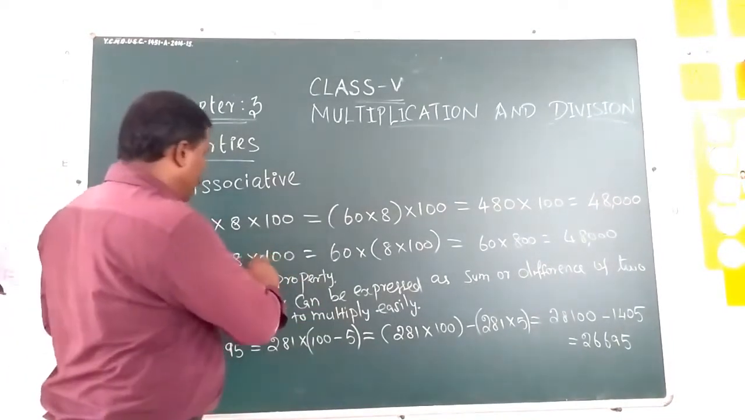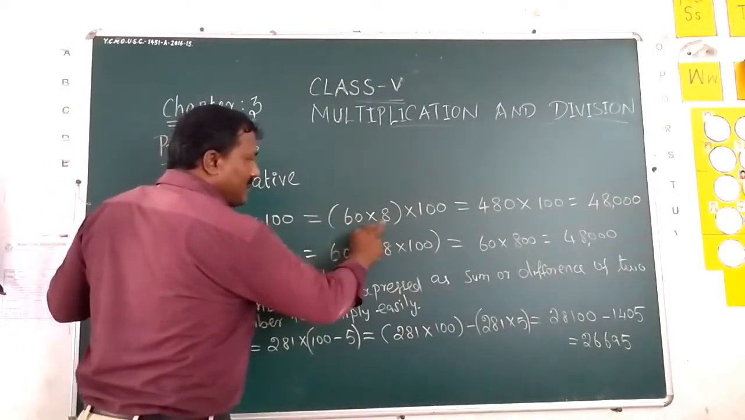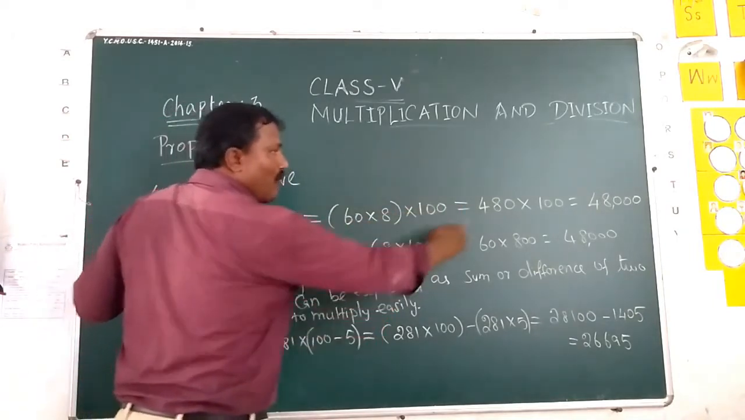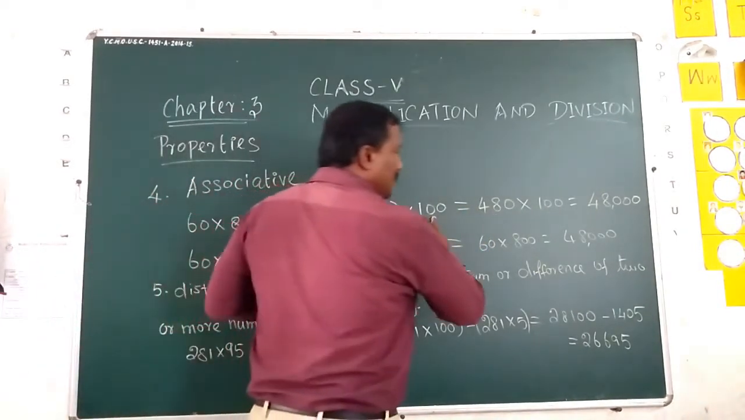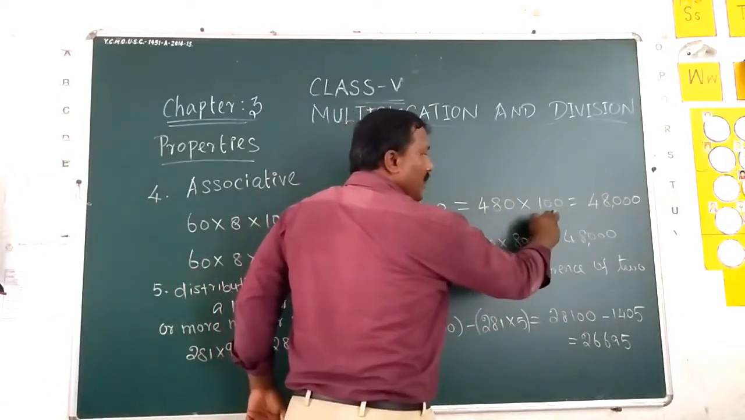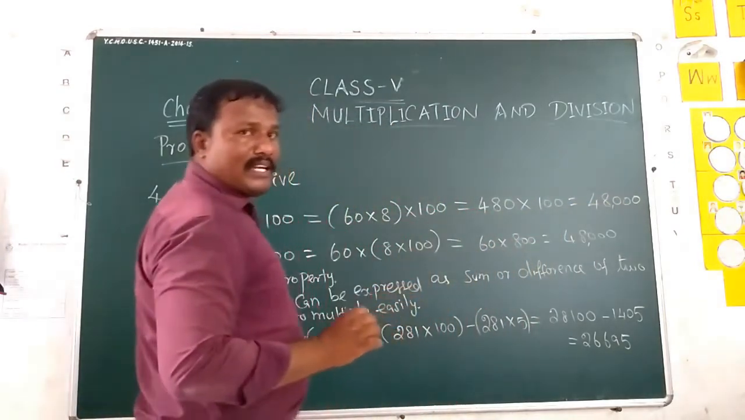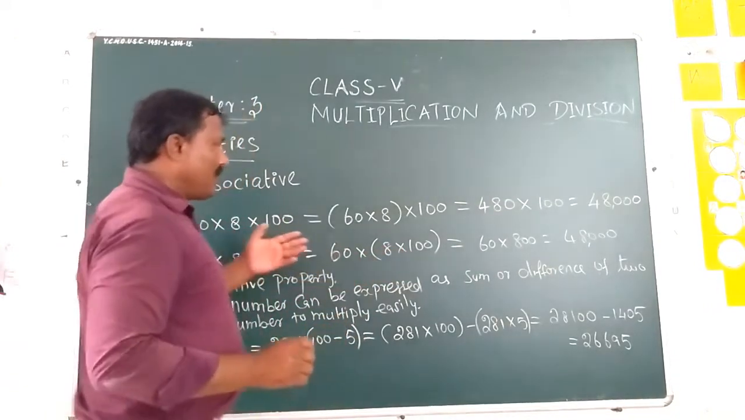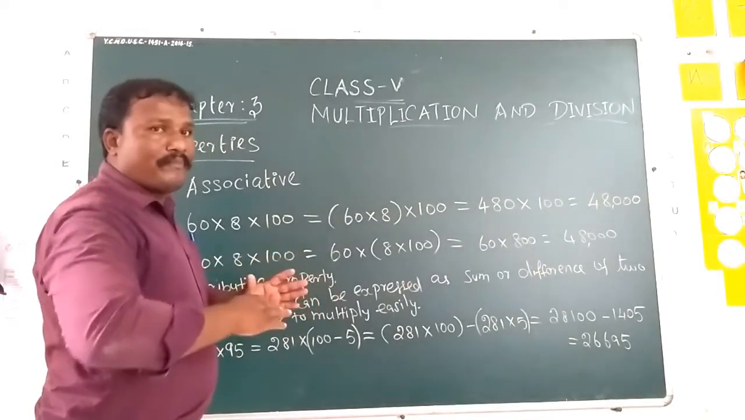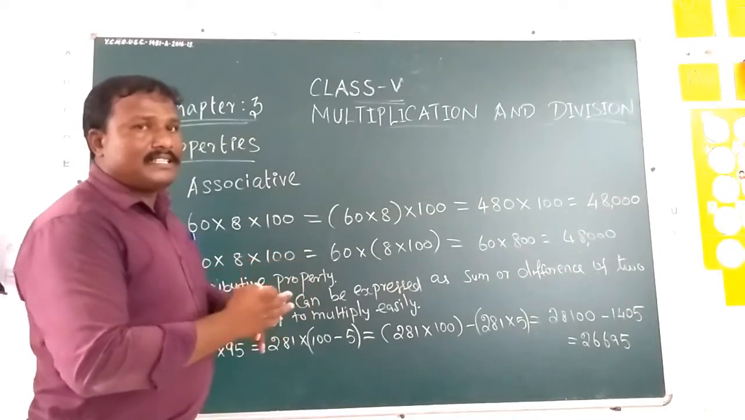So first I take 60 into 8. 6 8s are 48, so with the 0, it is 480. Then 100: 480 as it is, just add 2 zeros, 48,000. So now we can easily find the solution. We can rearrange the groups. That is what the associative property says: we can rearrange and find the solution easily.